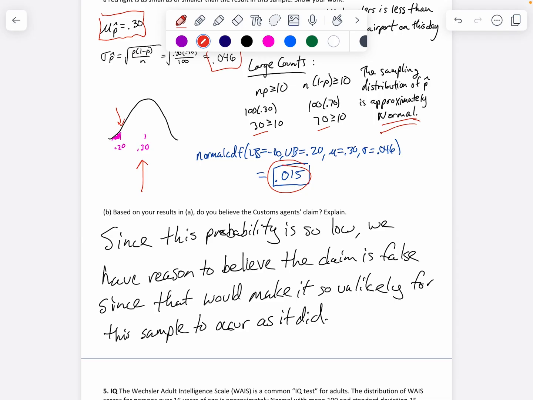So could we have still just been one of the 1.5% of times getting 20? Yes. But because it happened and it's very unlikely to happen, we maybe don't believe what the customs agent claims. We don't necessarily have proof, but we are starting to gather evidence as to why that might not be true.